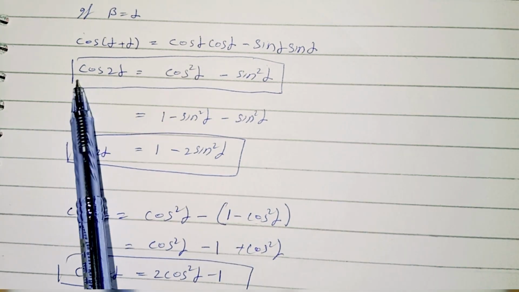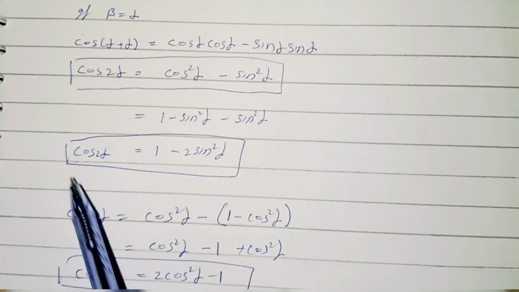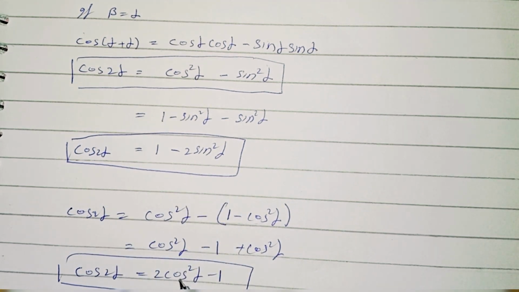So we remember cos 2 alpha is equal to cos square alpha minus sin square alpha, or cos 2 alpha is equal to 1 minus 2 sin square alpha, or cos 2 alpha is equal to 2 cos square alpha minus 1.